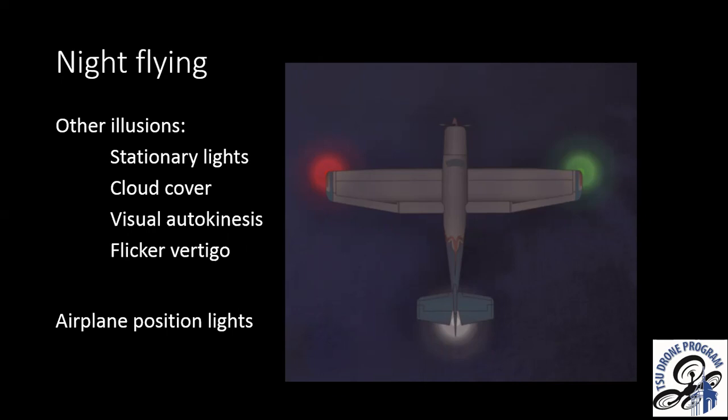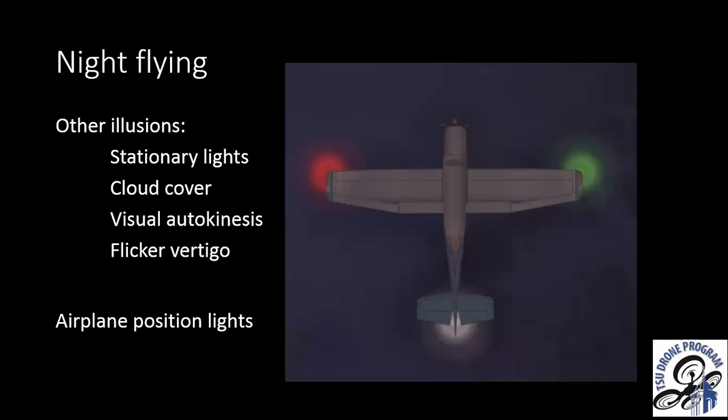And then we've got flicker vertigo, and this can be caused by flickering lights such as those on the drone or the controller. And if this is continuous, it can cause nausea, dizziness, grogginess, unconsciousness, headaches, or confusion. So try as much as possible to avoid having lights that flicker.